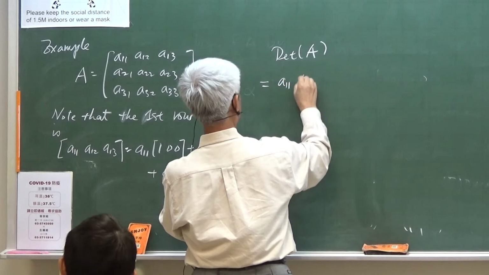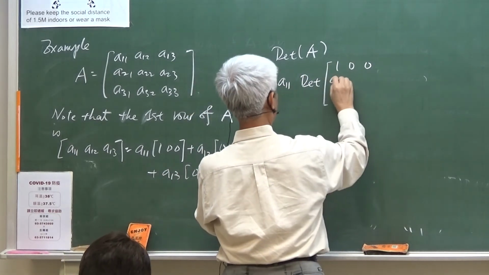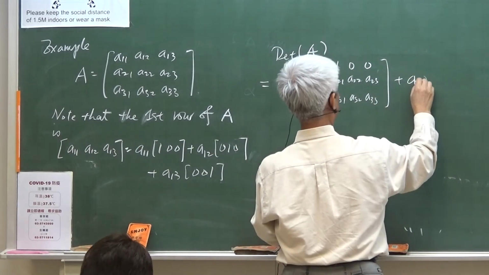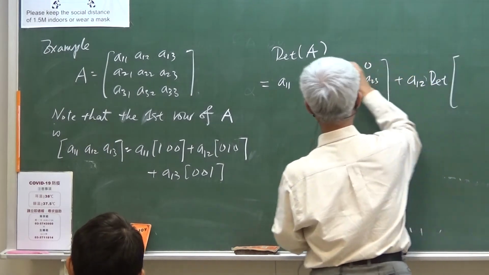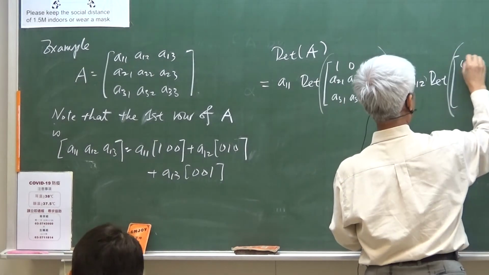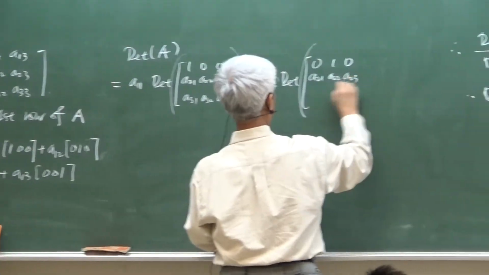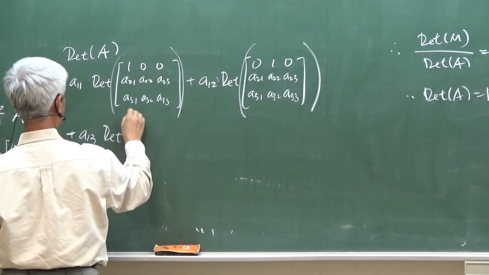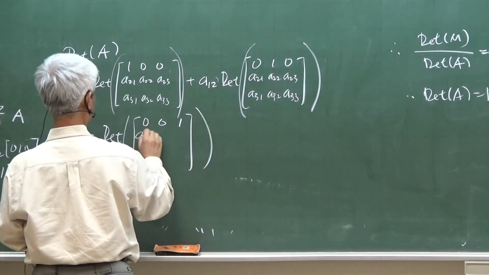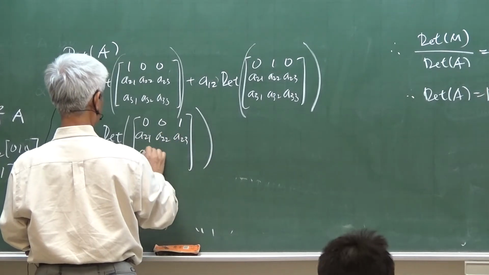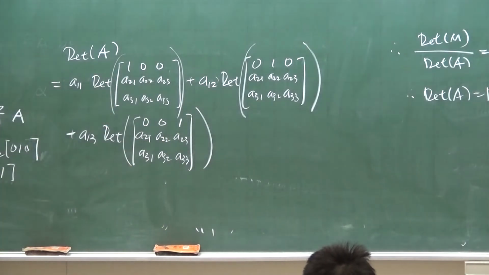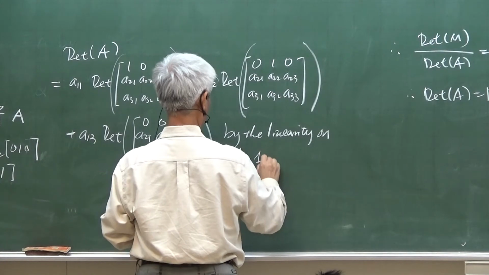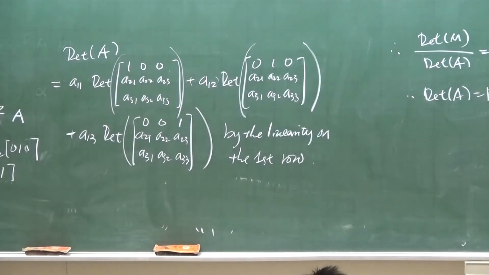becomes A11 times the determinant of 1, 0, 0, A21, A22, A23, A31, A32, A33, plus A12 times the determinant of 0, 1, 0, A21, A22, A23, A31, A32, A33, plus A13 times the determinant of 0, 0, 1, A21, A22, A23, A31, A32, A33, by the linearity on the first row. So we do that.